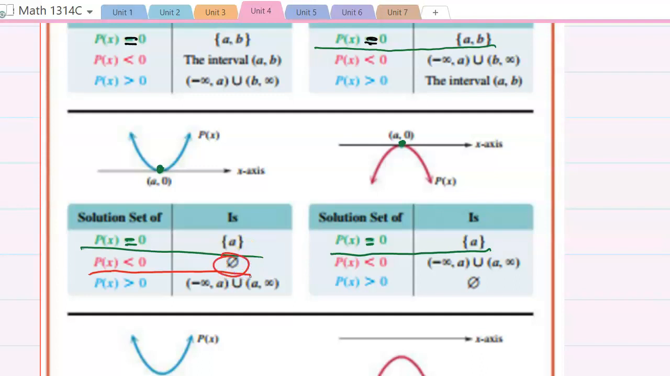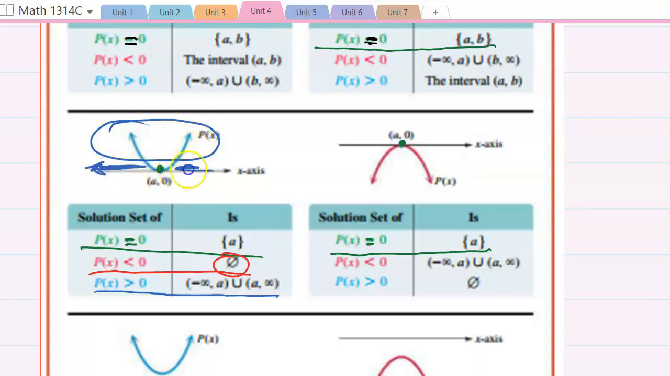The inequality of f of x is greater than 0. We are looking for portions of the graph that are above the x-axis. We see that all but the vertex is above the x-axis. The vertex is on the x-axis and not above.